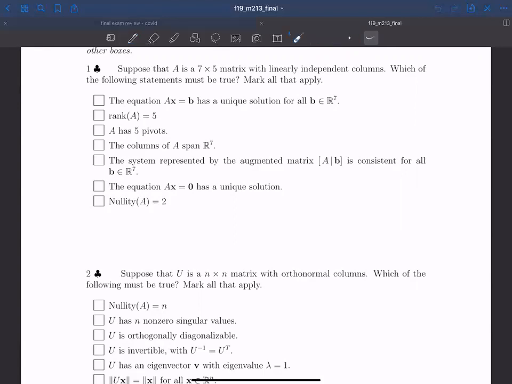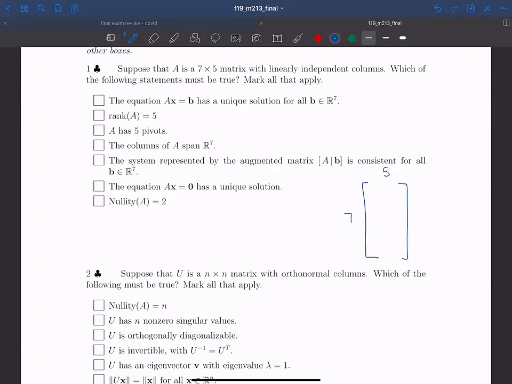So when I see a question like this, I'm kind of a visual learner. So I like to draw what the matrix looks like. So this is a 7x5 matrix. So it has 7 rows and 5 columns, okay? So it's going to be a tall, skinny matrix. So I've got 7 rows and 5 columns, something like this.